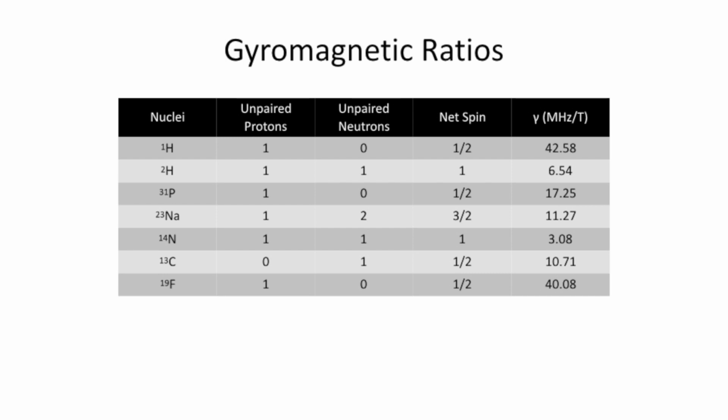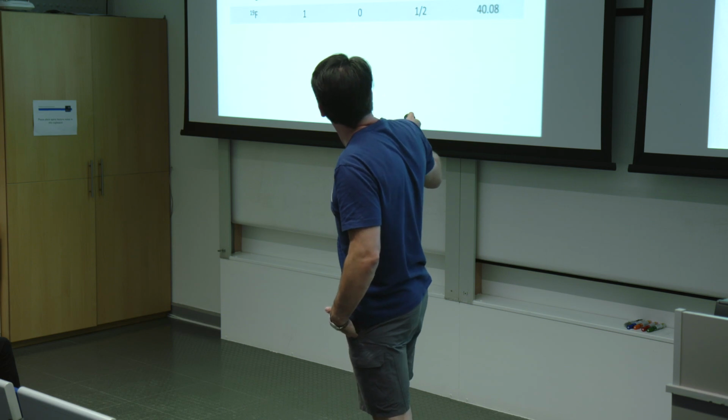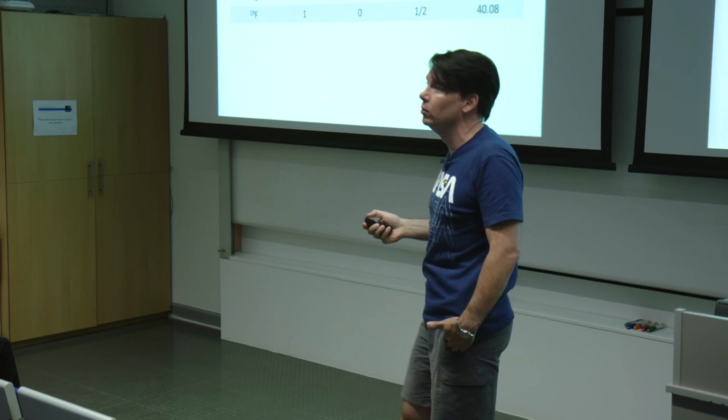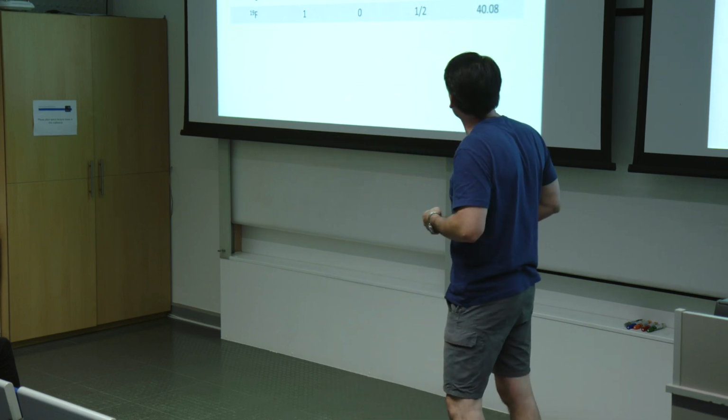So for a bunch of different potential isotopes that we could stick in a magnetic field, we know how many unpaired protons and how many unpaired neutrons. It gives us a net nuclear spin, and then we can see there's a range of different gyromagnetic ratios, gammas. Hydrogen-1 in water is a nice big one at 42. Hydrogen-2 ends up with a very small one, so there's a very small energy difference when you're deuterium as opposed to hydrogen.